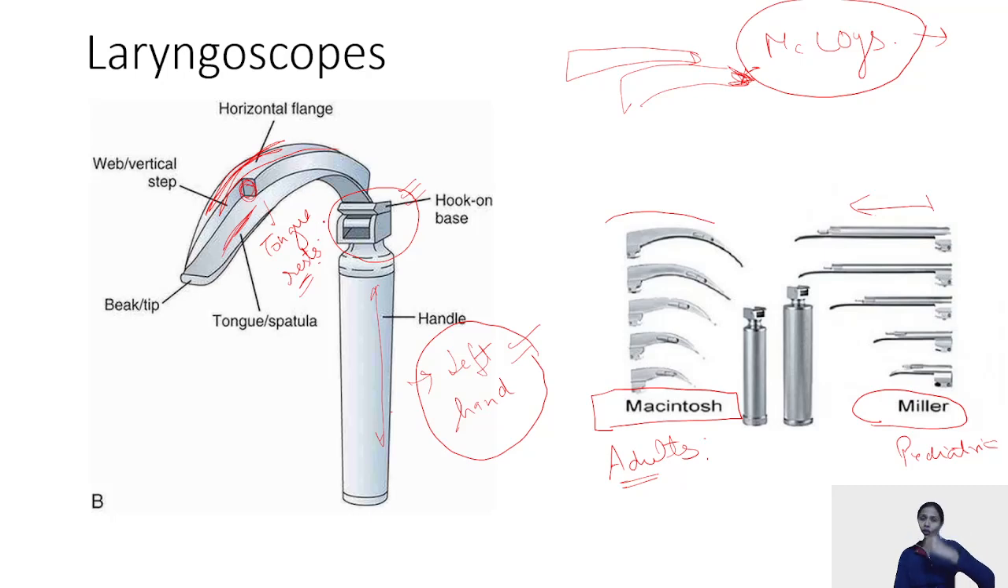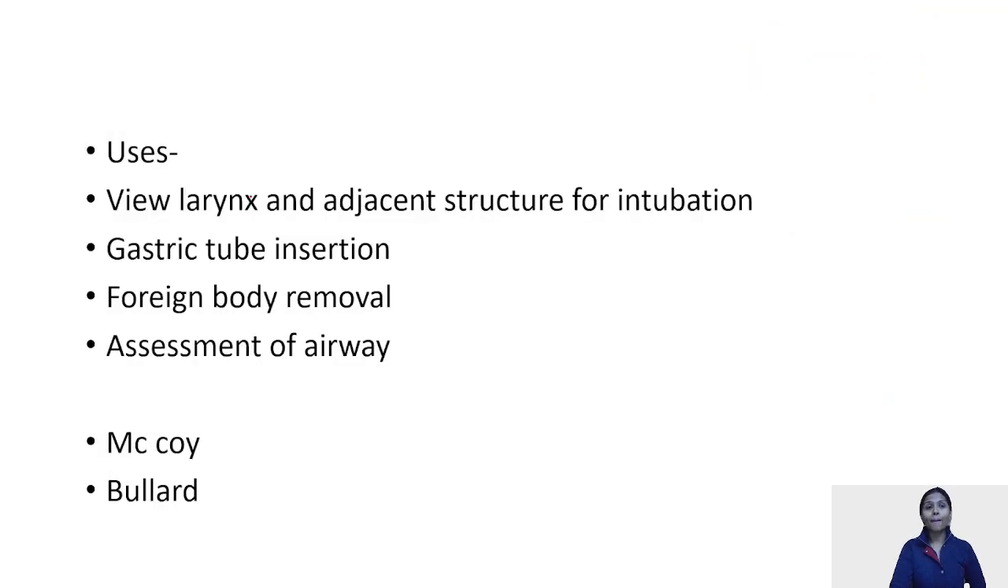Because when you're doing conventional laryngoscopy, you have to swipe away the tongue such that the epiglottis is visible. So the part of the laryngoscope on which your tongue rests is known as the spatula. Done? This is the tip. And this height is known as the web or the vertical step. Okay, so you have a handle, a hook, a flange, a spatula, a web, and a tip. These are your conventional laryngoscope parts.